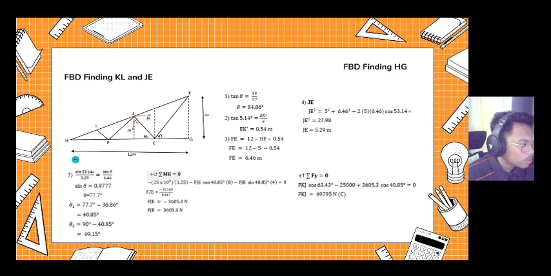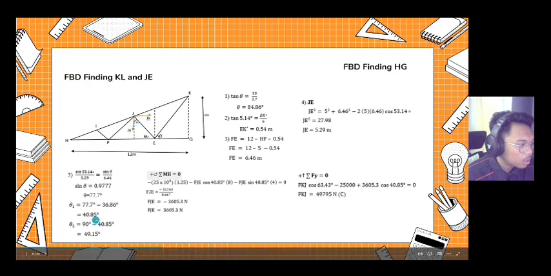Right, so sin 53.14 per 5.29 equal to sin theta per 6.46. So we got the first theta. Before that we got this theta, 77.7, and then theta 1 equals 77.7 minus 36.86. Right, so we got theta 1, 40.85. Next we want to find this theta: 90 minus 40.85.